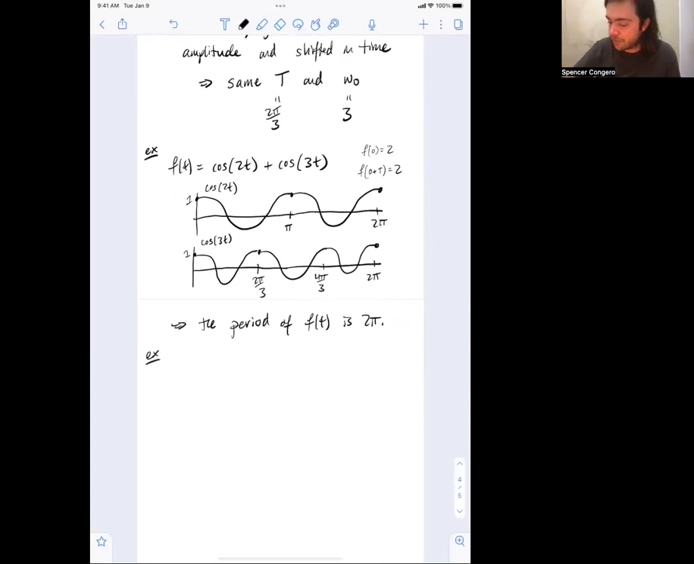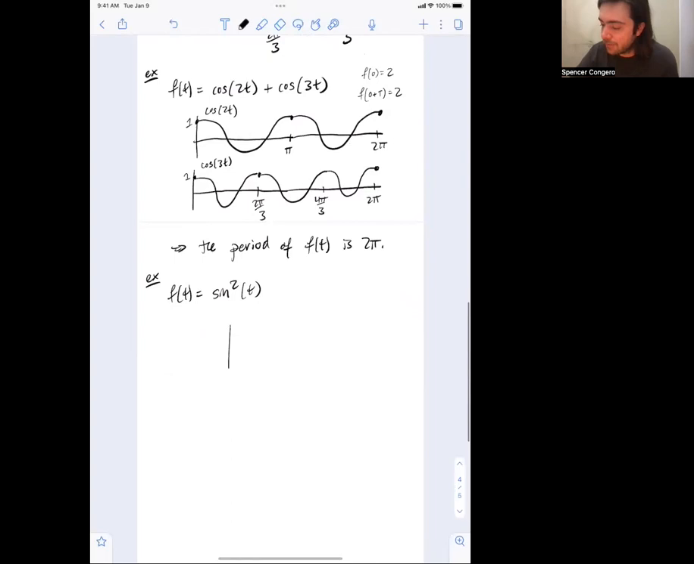So what happens when we square? What if f of t is sine squared of t? Well, let's just plot. First, I'll plot sine. So here's the sine function. It is periodic with period 2 pi. So right there is 2 pi.